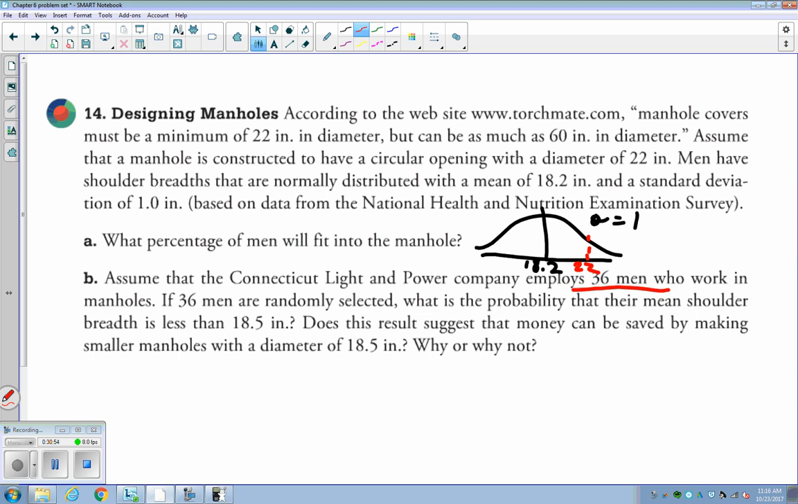Yeah, because if I have a man up here who has a 23-inch breadth, is he going to fit in a 22-inch diameter manhole? No. I want to know those that will fit. That means 22 inches or less. So I want this area.